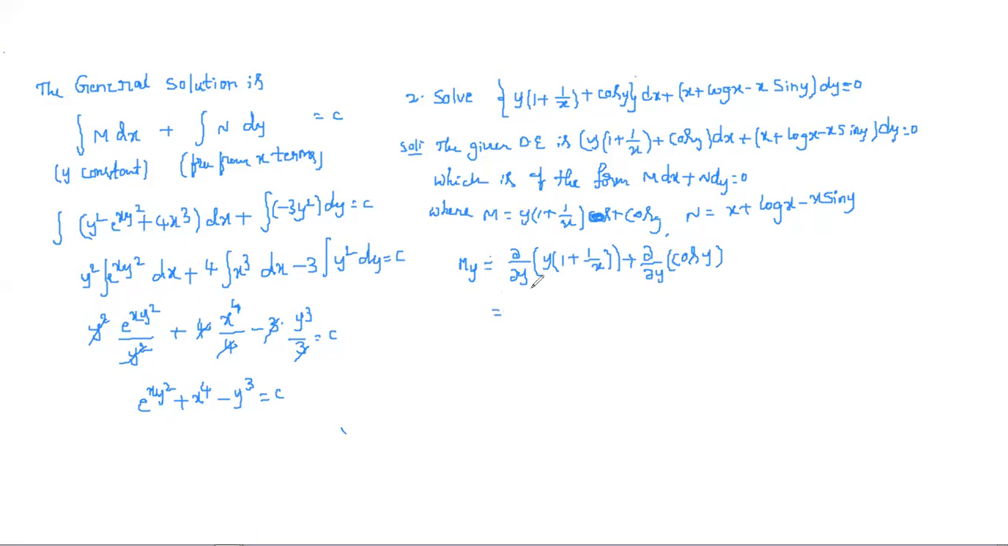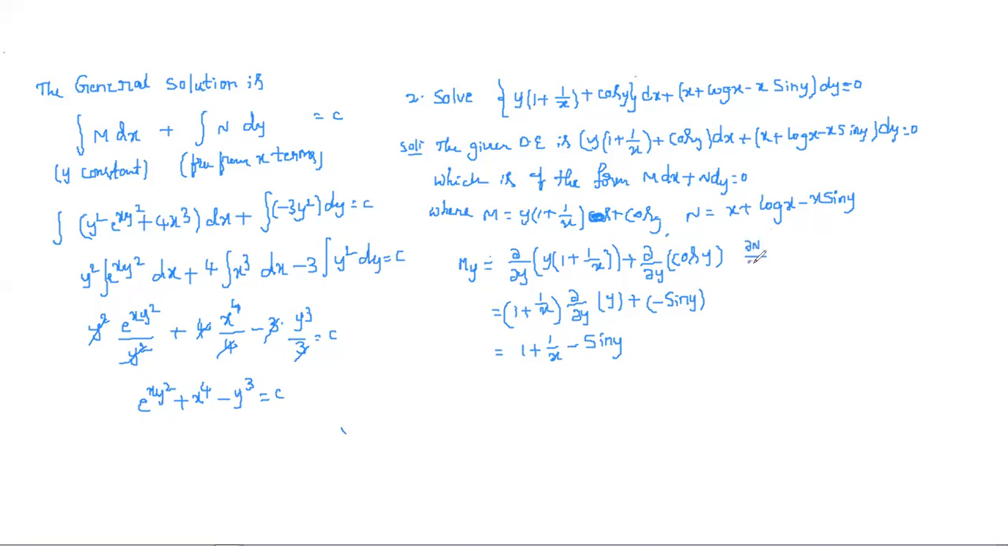With respect to y, 1 plus 1 by x is a constant, into dou by dou y of y, plus dou by dou y of cos y. The derivative of cos y is minus sin y. So what we got is 1 plus 1 by x minus sin y.